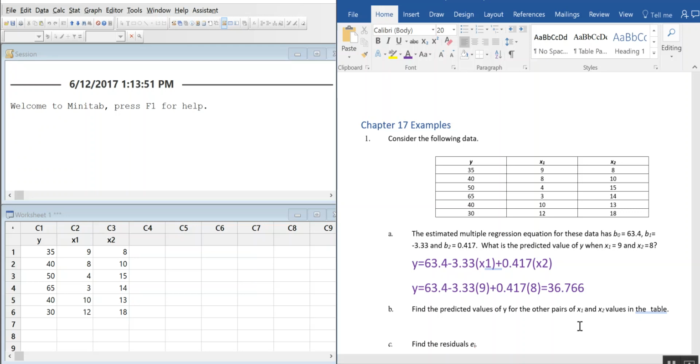And notice this is the first value that we have in our data sheet. So it's our first row, really. And if you look, the actual y is 35. So we're not that far off. We're a little bit overestimating, but not bad.